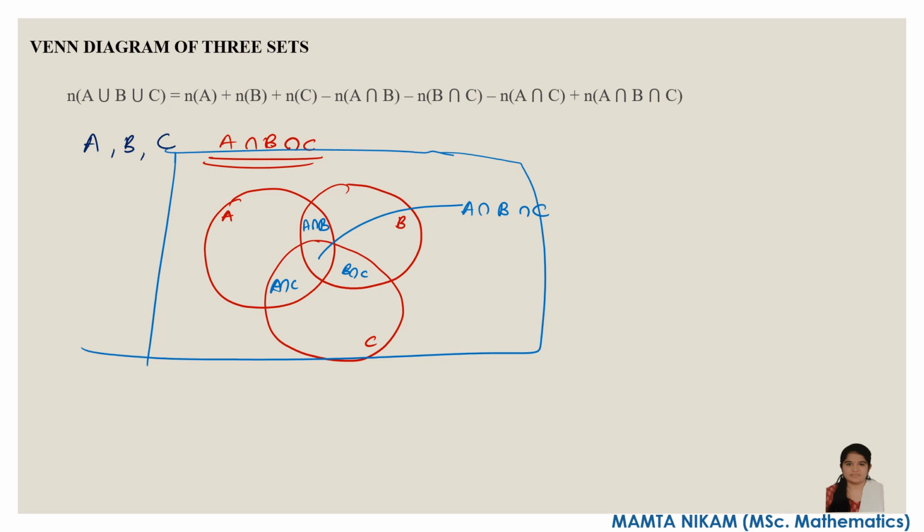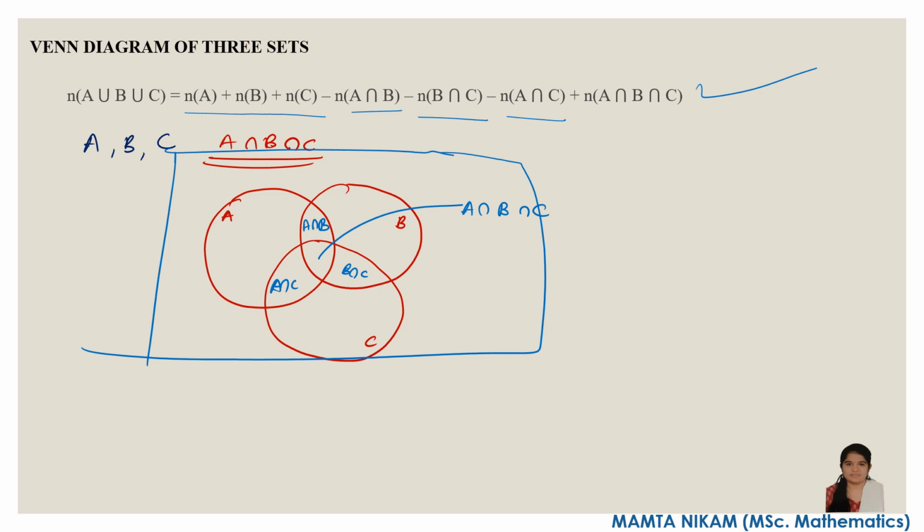And when we have to calculate the value of A intersection B intersection C, we use the cardinality, that is the number of values, and for that we have a formula in the form of cardinality: n of A union B union C is n of A plus n of B plus n of C minus n of A intersection B, n of B intersection C, n of A intersection C, plus n of A intersection B intersection C. This formula helps us to find the value of the respective term.